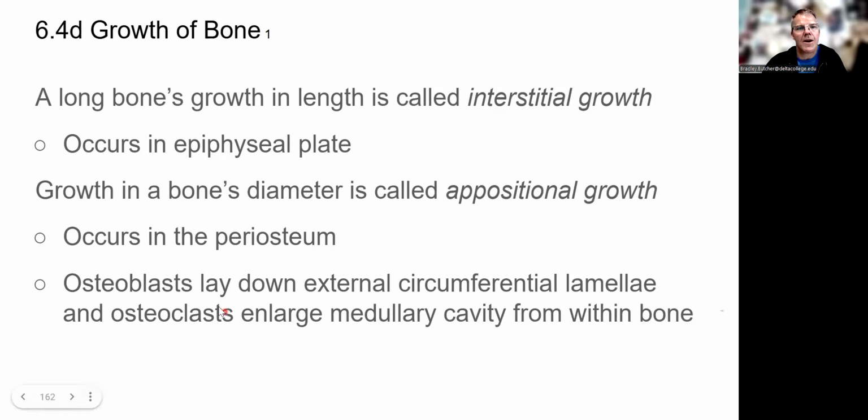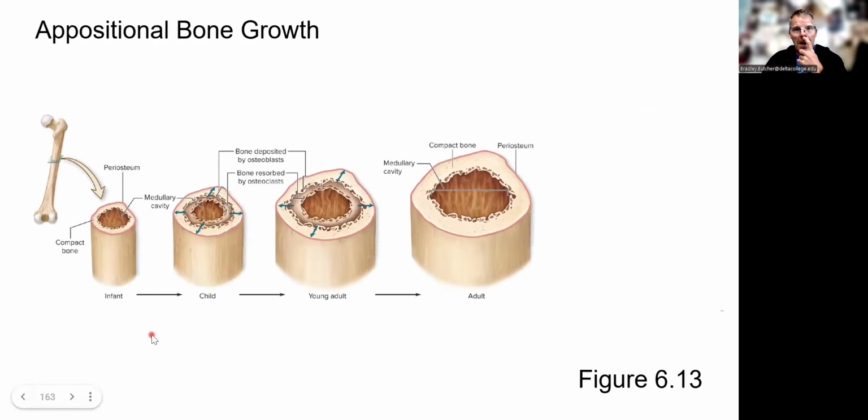within the bones. Remember, the blasts are building, the clasts are breaking down. They need to break down that area inside the bone, in that hollow medulla, so that the bone can expand its circumference, right? The round part, to get bigger. You can see an example of this going on here.